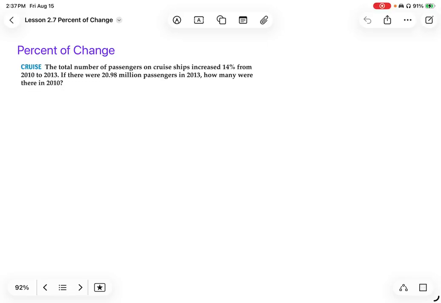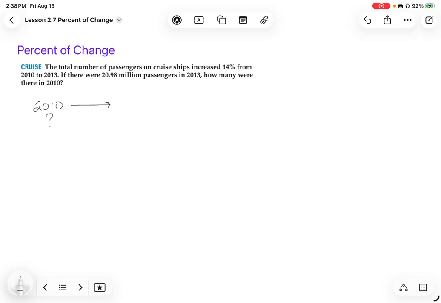The total number of passengers on cruise ships increased 14% from 2010 to 2013. If there were 20.98 million passengers in 2013, how many were there in 2010? So what this problem is saying is that we had a certain number of passengers in 2010. We don't know how many.